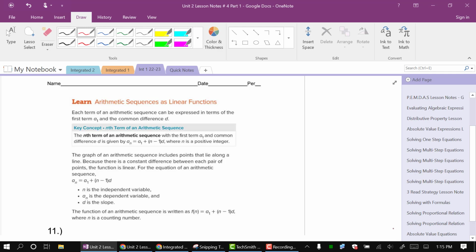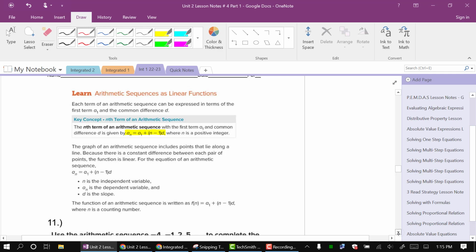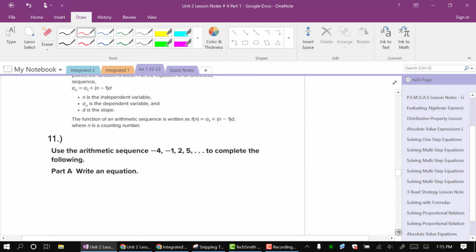So each term of the arithmetic sequence can be expressed in terms of the first term a1 and its common difference of d. So the nth term of an arithmetic sequence with the first term a1 and the common difference of d is given by this formula: a_n equals a1 plus n minus 1 times d, where n is a positive integer. So what this is going to allow me to do is figure out any term in the sequence. So let's try out the problem and see how we can use this.